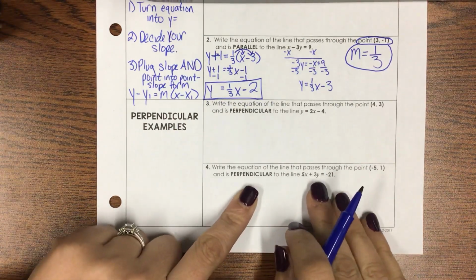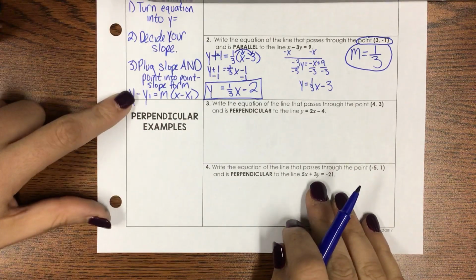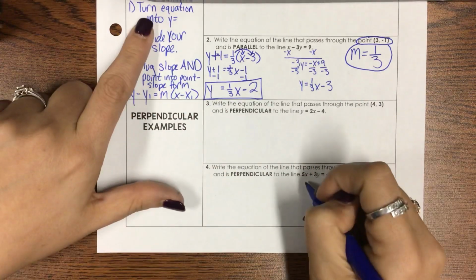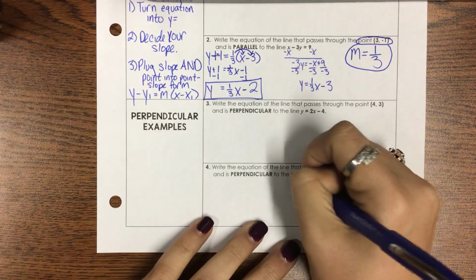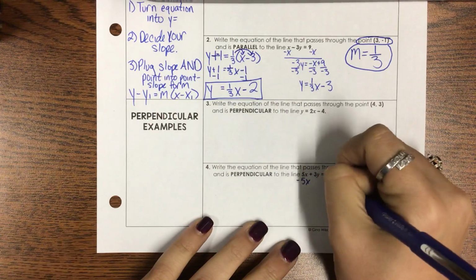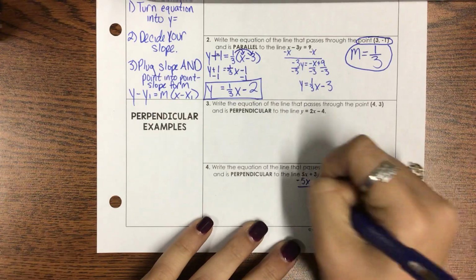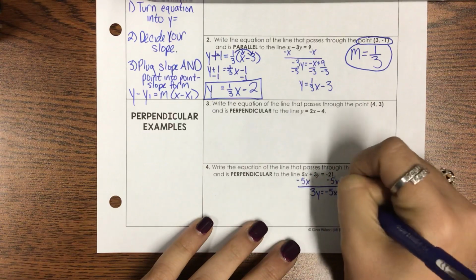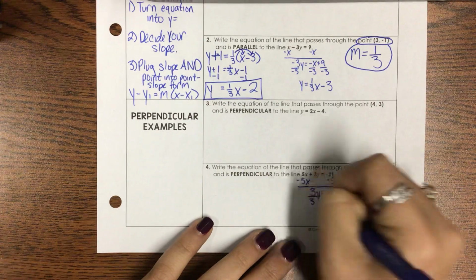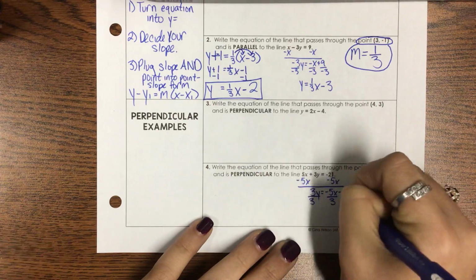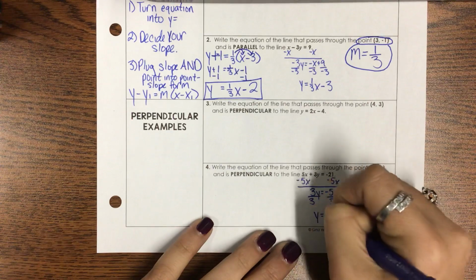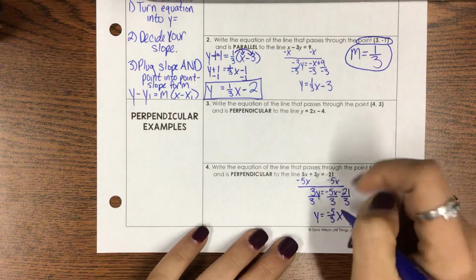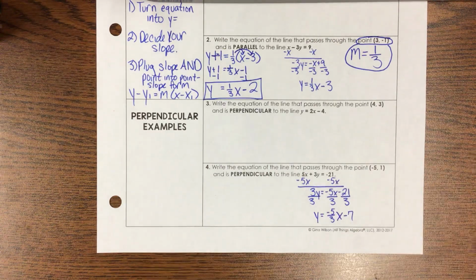My steps for doing perpendicular lines are the exact same steps as parallel lines. It's just working with that slope. So I'm going to take my equation and turn it into y equals. So I'm going to subtract 5x. So I get 3y equals negative 5x minus 21. Divide by 3. So y equals negative 5/3 x minus 7.